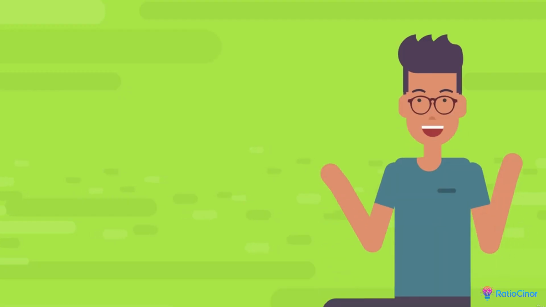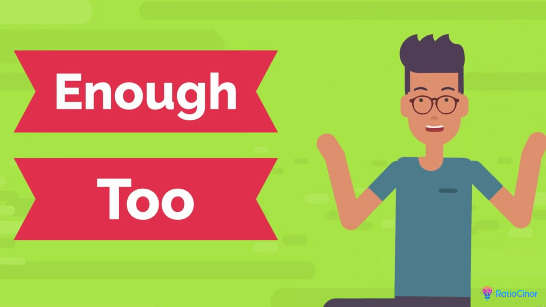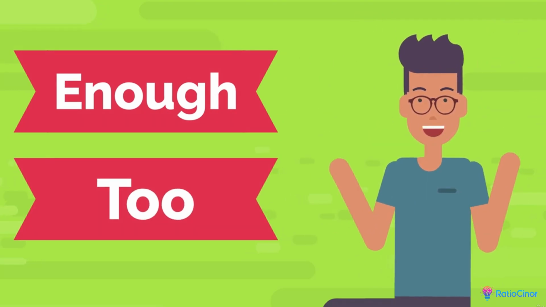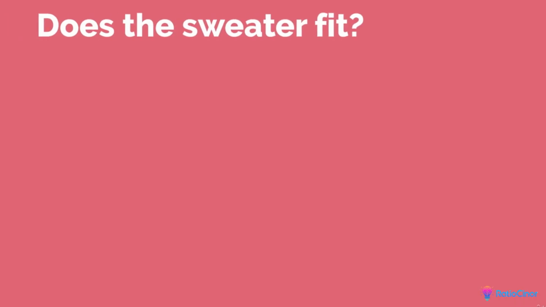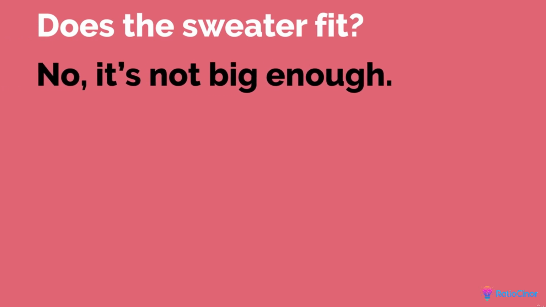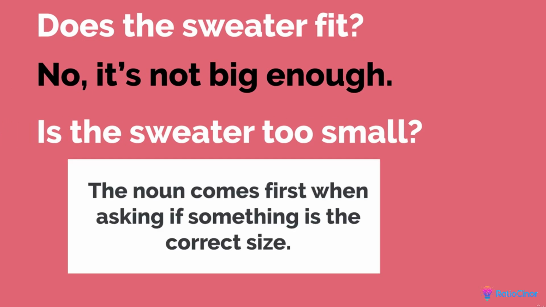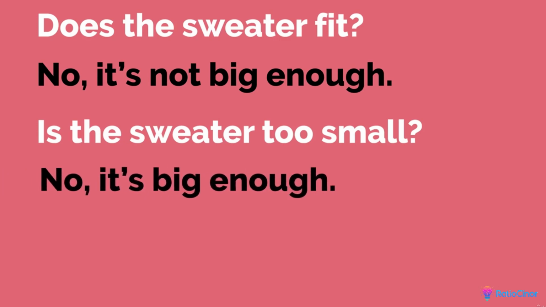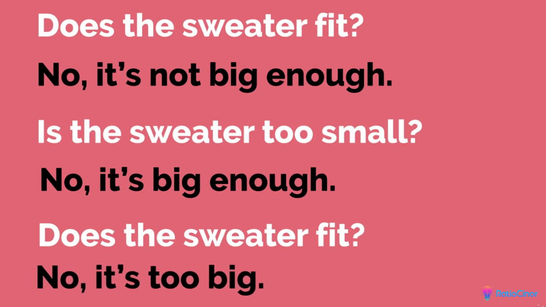In English, you use enough and too with adjectives to describe how well a piece of clothing fits you. Does the sweater fit? No, it's not big enough. Is the sweater too small? The noun comes first when asking if something is the correct size. No, it's big enough. Does the sweater fit? No, it's too big.